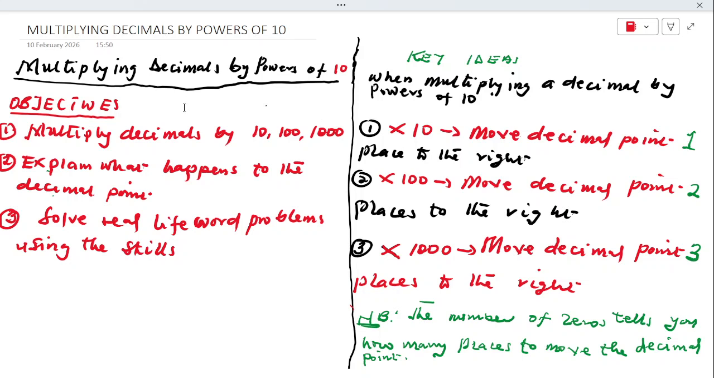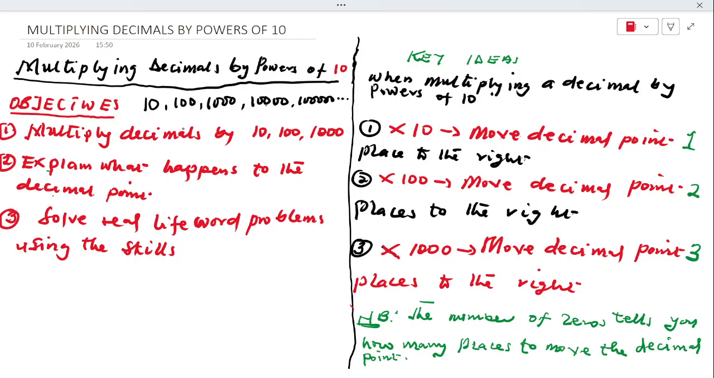Today our topic is on multiplying decimals by powers of 10. Learners, have you ever noticed that when we multiply by 10, 100 or 1000, the number becomes bigger very quickly? Alright, then today I will show you a simple pattern that makes multiplying decimals by powers of 10 fast and easy. And when we say powers of 10, we are talking about numbers like 10, 100, 1000, 10,000, 100,000 in that order.